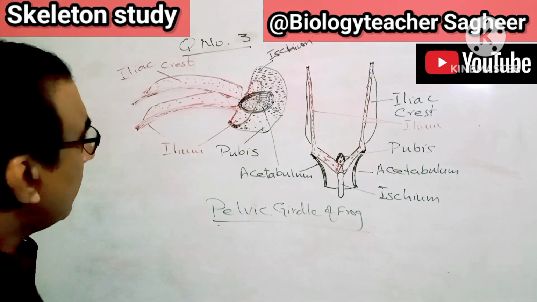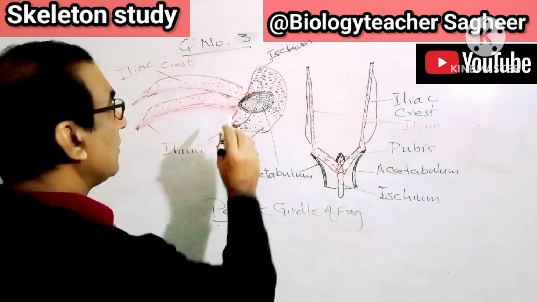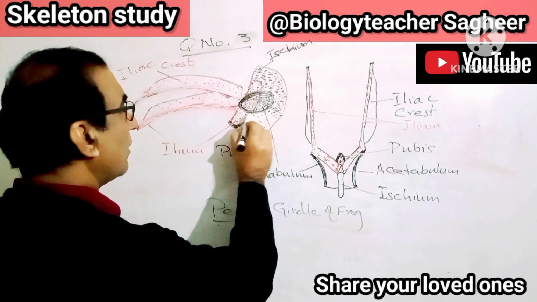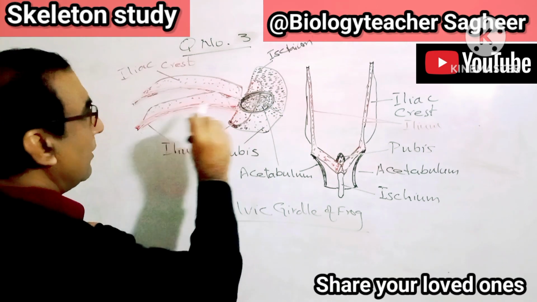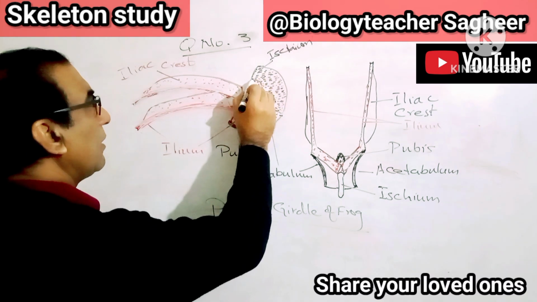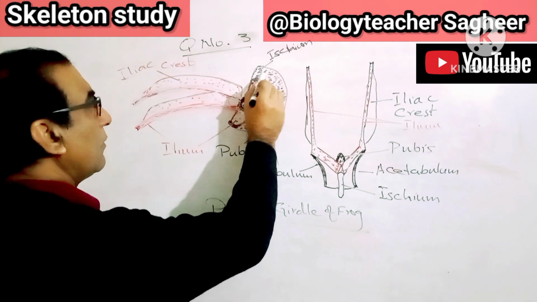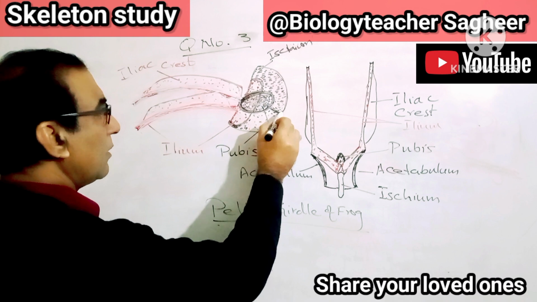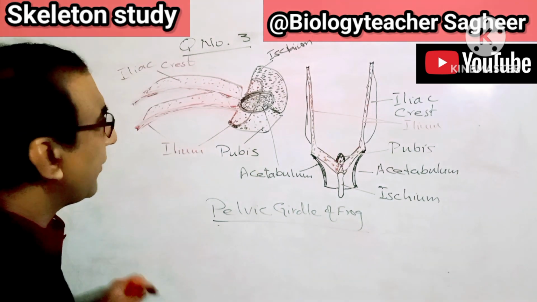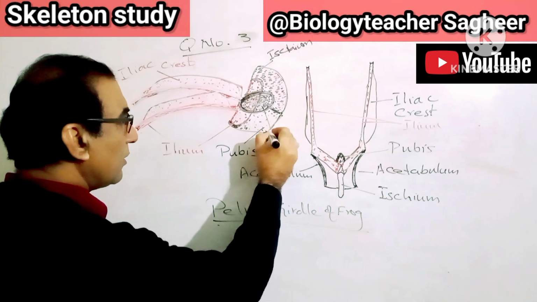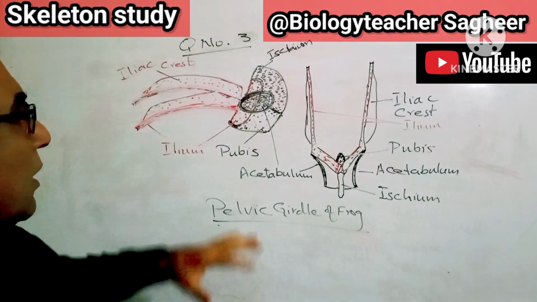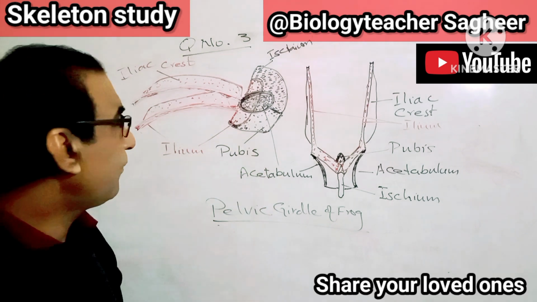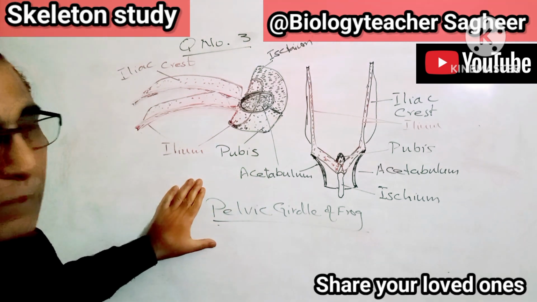Well, this is what? Acetabulum. This one. This is the cavity, and this is from here to here, up to here. This is ischium, and this bone is the pubis. So this is all about how to draw the pelvic girdle of frog.